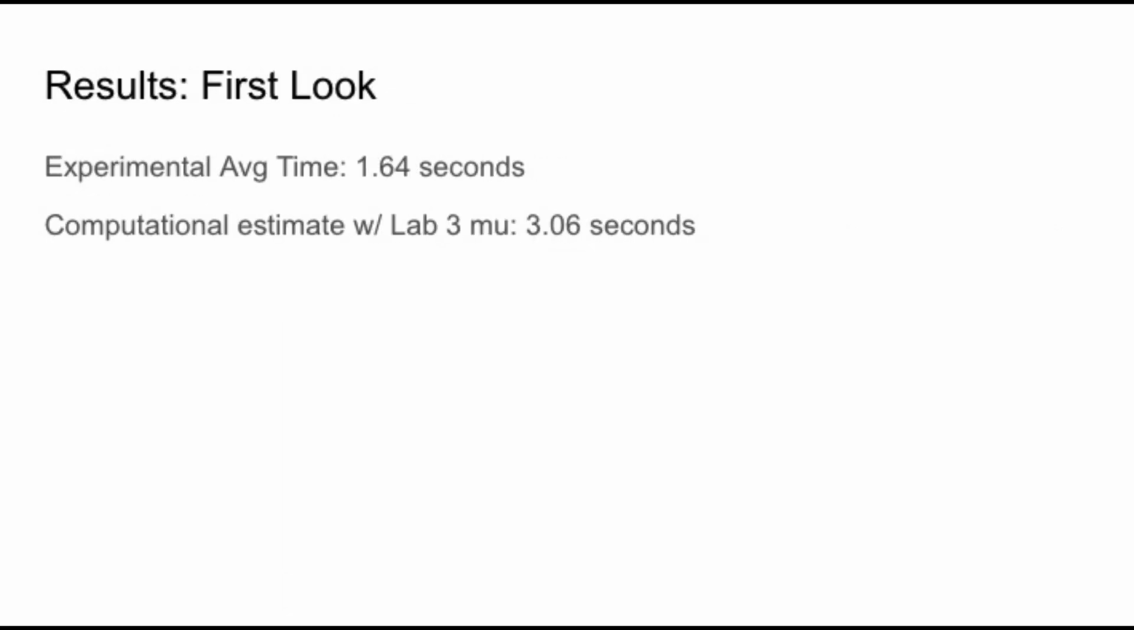First look at the results. Our experimental average time was 1.64 seconds, and our computational estimate with our previous lab mu was 3.06 seconds.